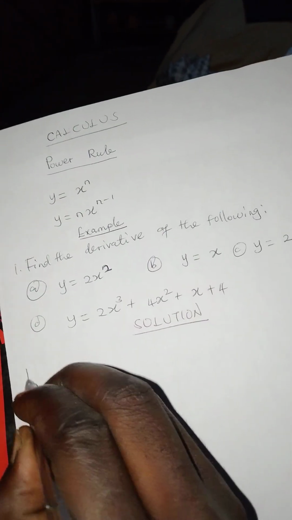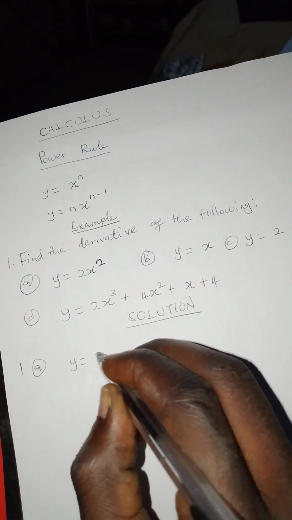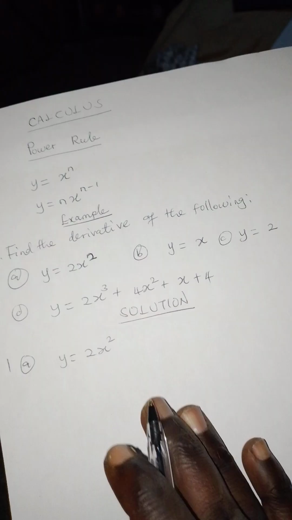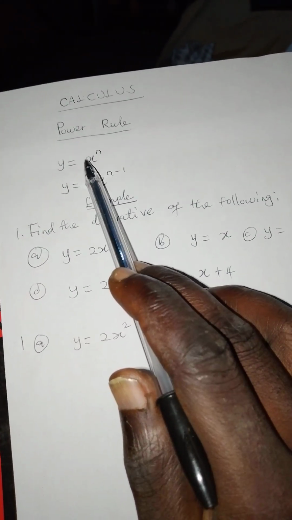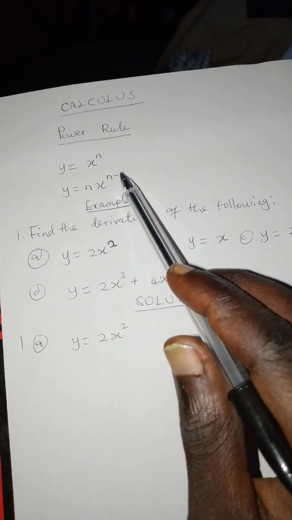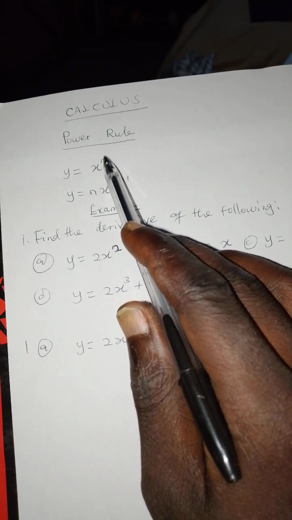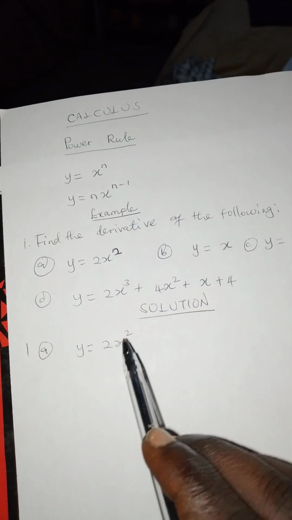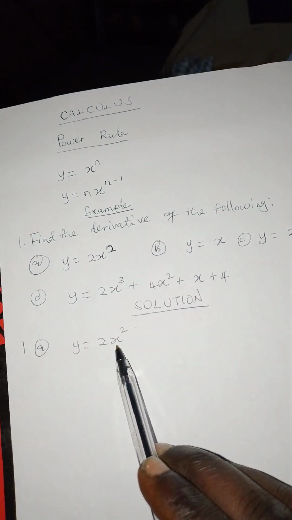So now the first one, y is equal to 2x^2, where we have a power there. Remember, from our law, the power is dropped, then we subtract 1. So now we're going to do the same. What is our power there? It is n, so this n corresponds to 2, then the x corresponds to x.